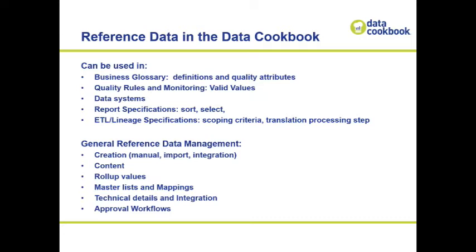And ETL and lineage specifications, you can use this to document what we call scoping criteria, which is like saying that this particular address is a business address, right? So it's scoped by the status of being a business address, which could be reference data. You can also have processing steps in your lineage from source to target, where it goes through a translate between one reference table to the next, like a mapping. It's a documentation standpoint.